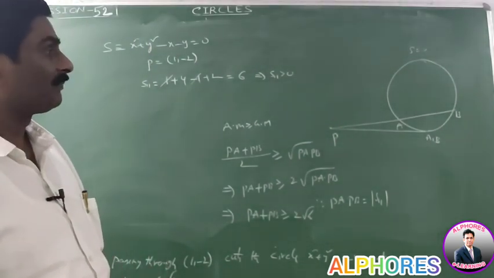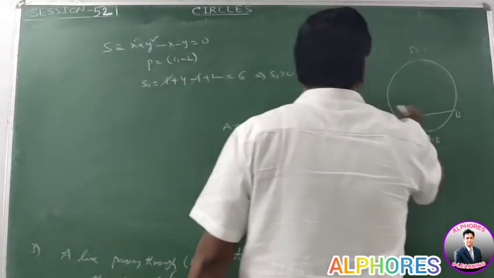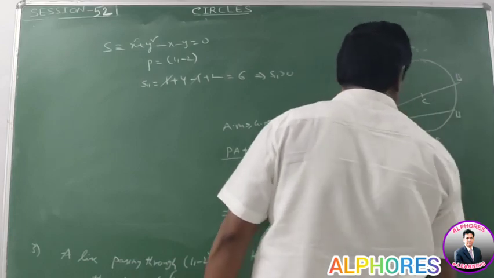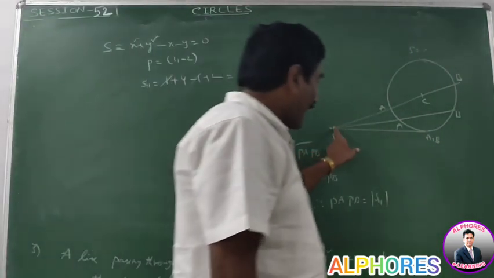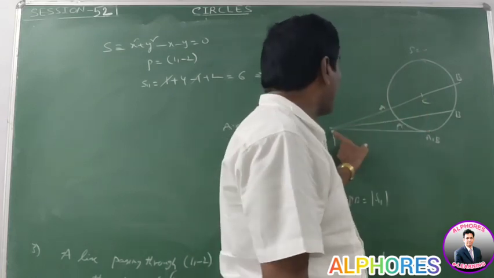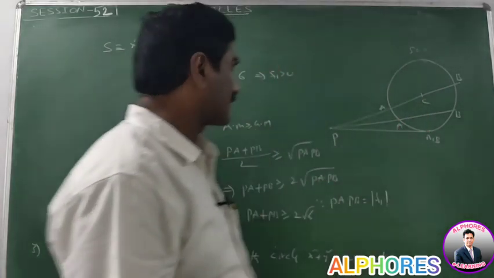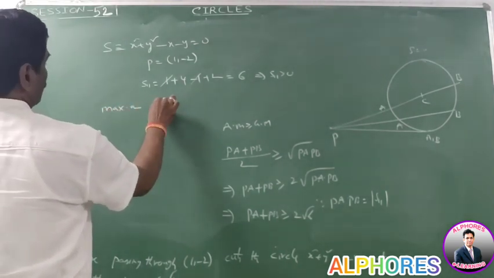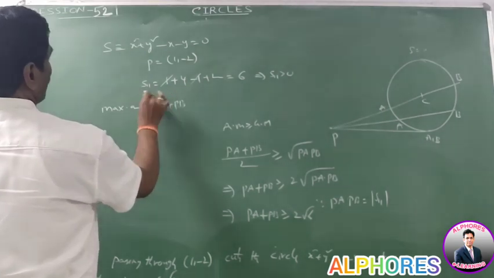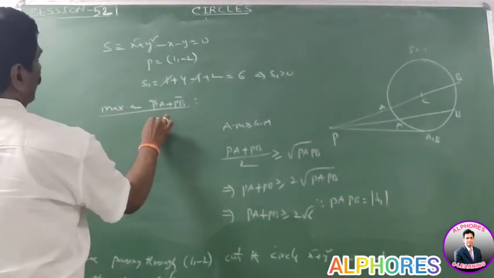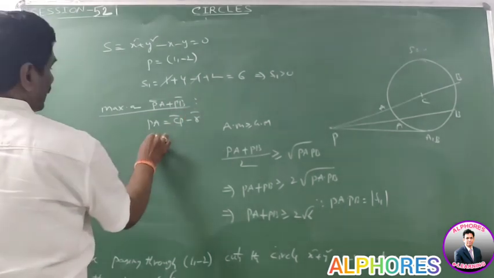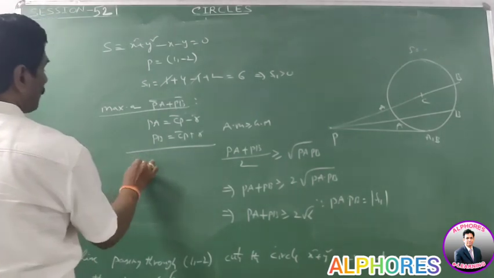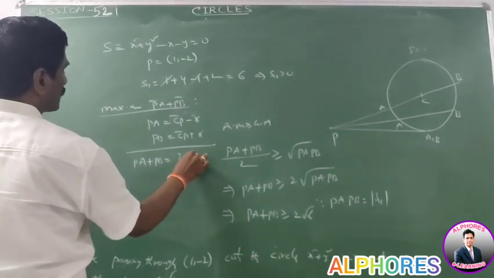Next, for getting the maximum value, the line AB must pass through the center of the circle. That means PA = CP − R and PB = CP + R. So the maximum value of PA + PB: PA is CP − R, and PB is CP + R. By adding these two values, PA + PB = 2CP.